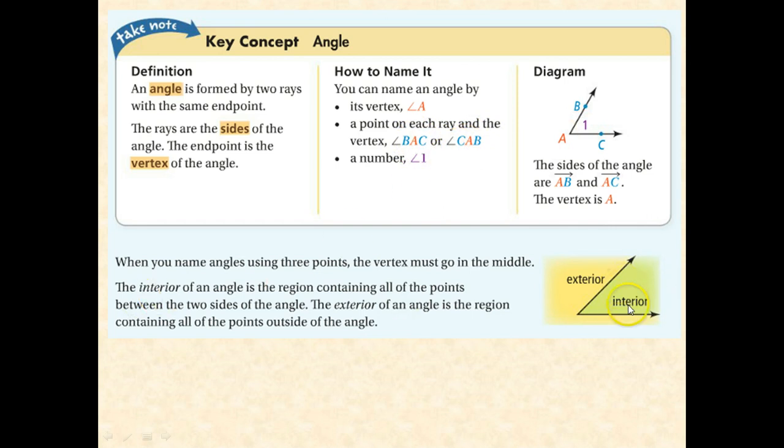The interior of the angle is all the points that are between the two sides. And the exterior is all the points outside of the interior. Kind of makes sense, right?